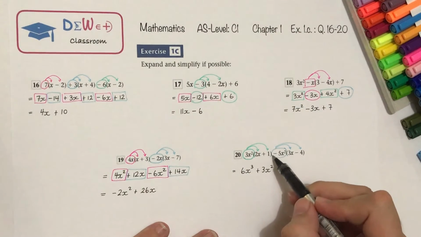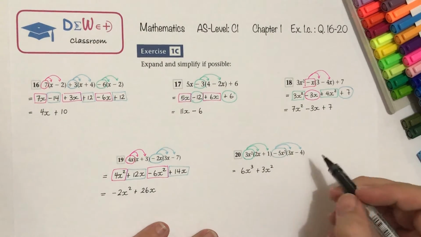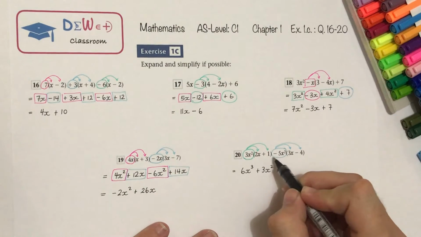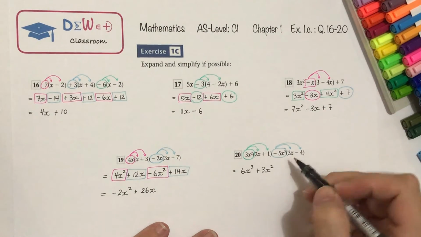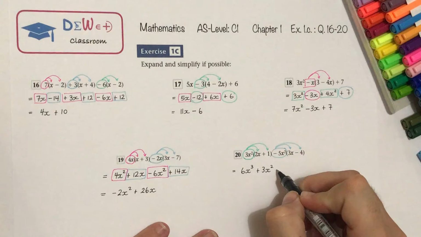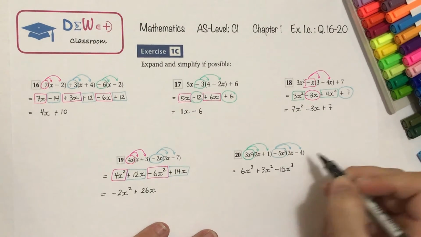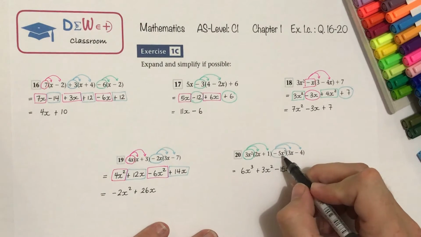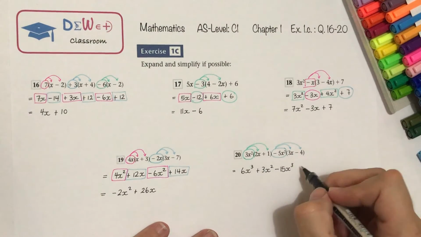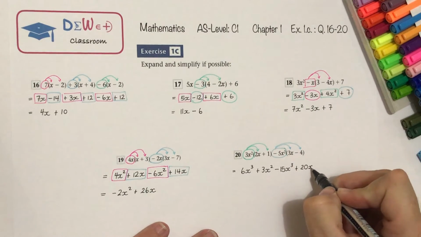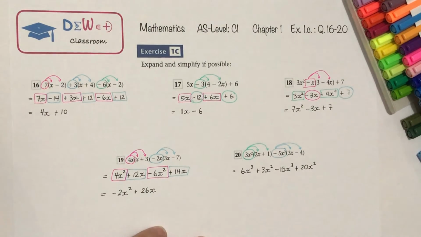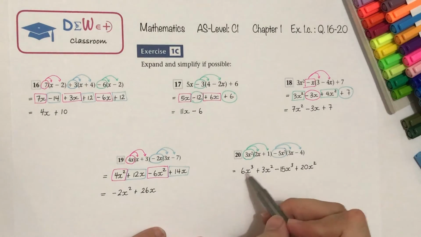Once again, please remember the negative is part of the outside term. So it becomes minus 5x squared times 3x. This gives us minus 15x cubed, or x to the power of 3. Minus 5x squared times minus 4 gives us plus 20x squared.